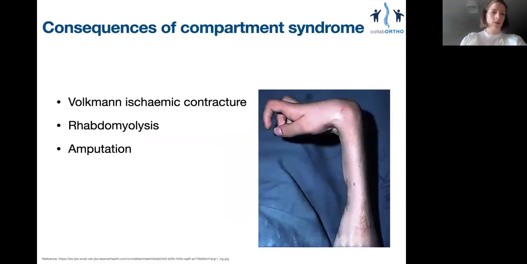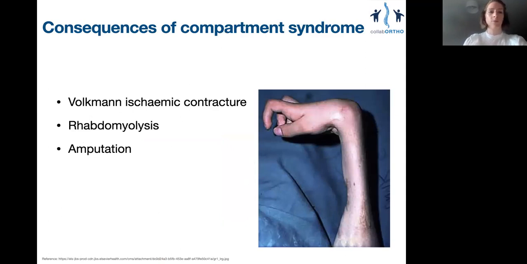The consequence of compartment syndrome is potentially severe. Patients can develop Volkmann ischemic contracture, as seen here on the right.